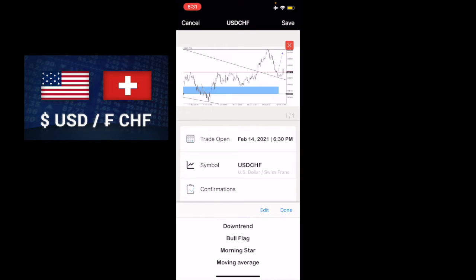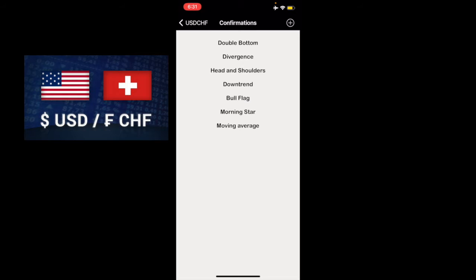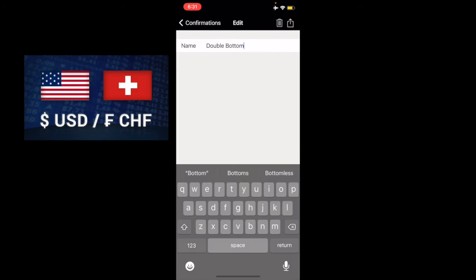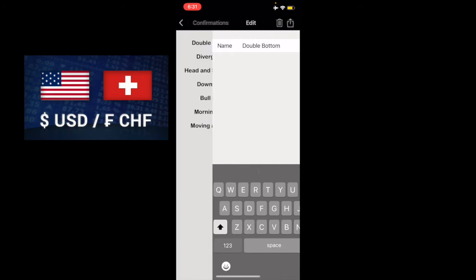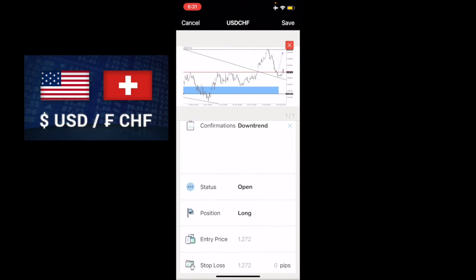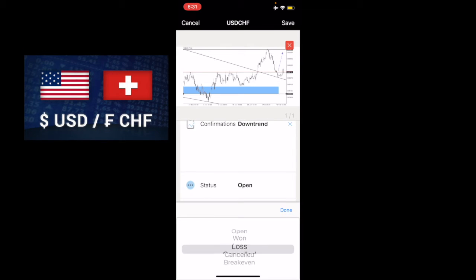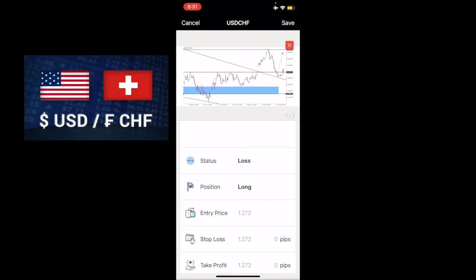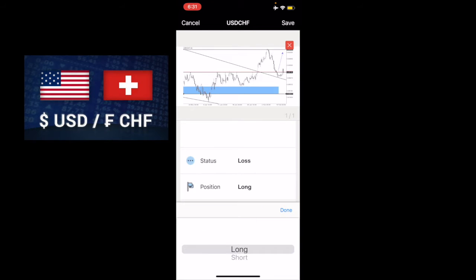You can pick any there, or add or edit these that are already there, or if you want you can just use any. So we just pick, let's say, double bottom was our confirmation. We go back, double bottom, then we're done. Then status, it was a loss. You click loss. Then position, I was long.